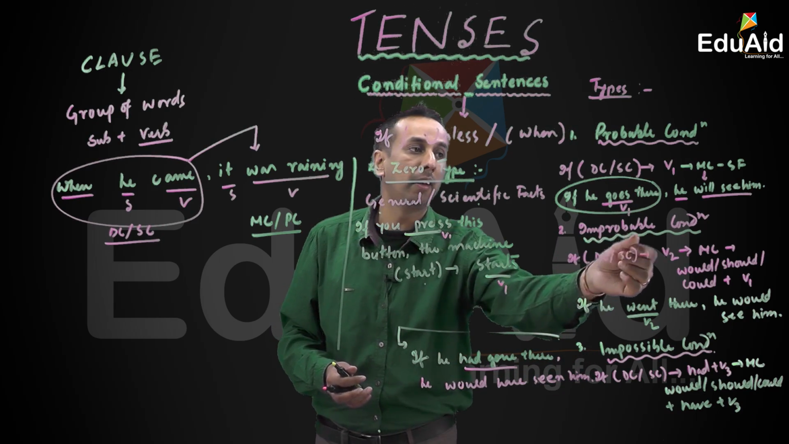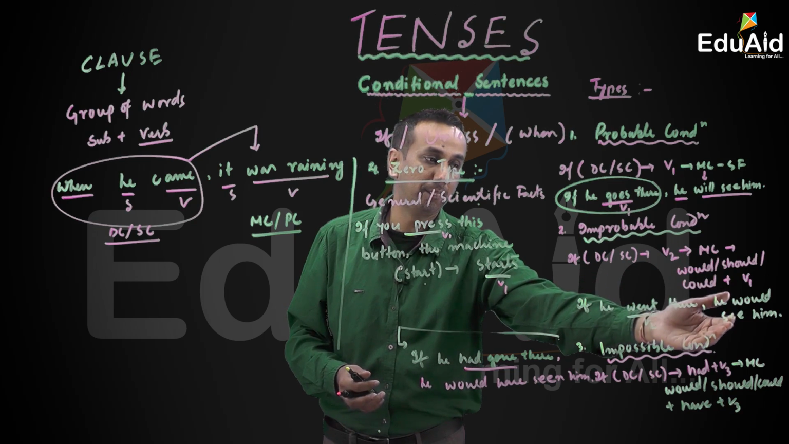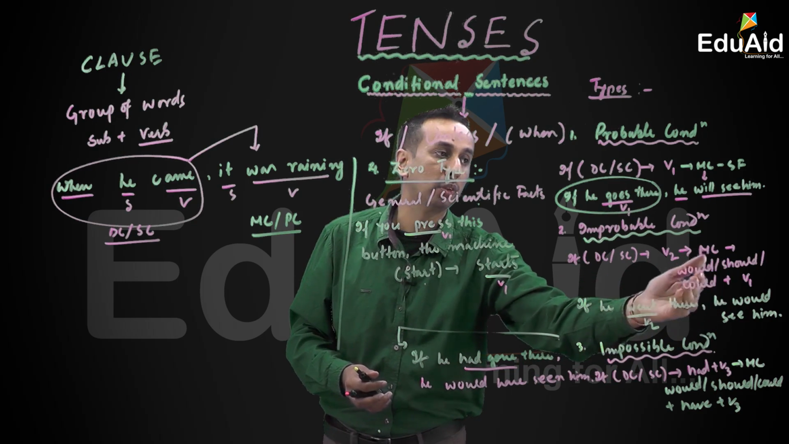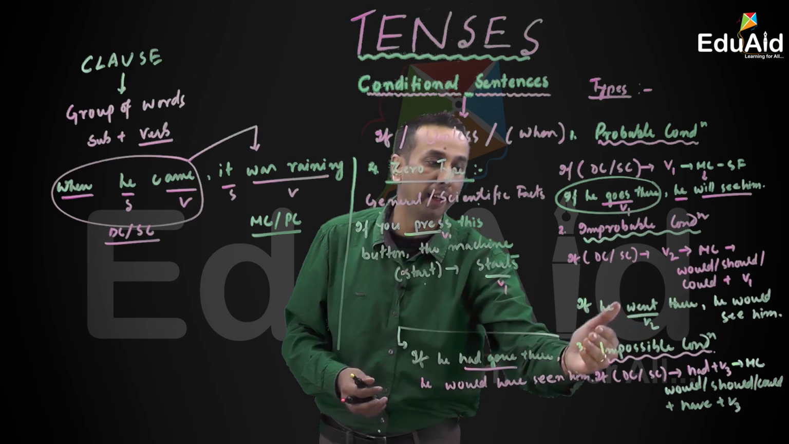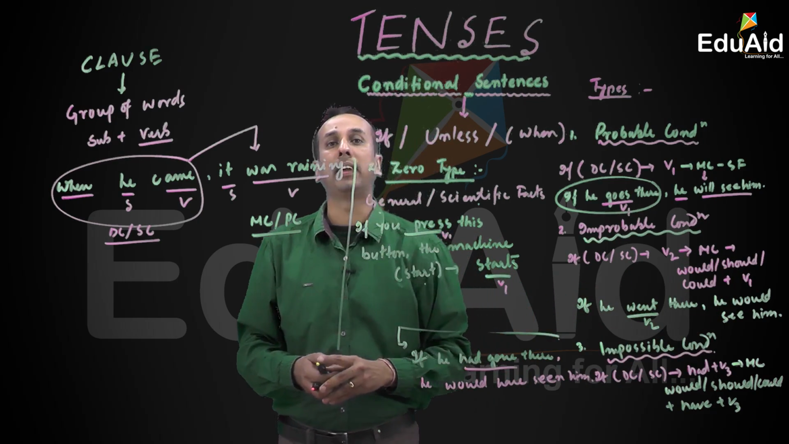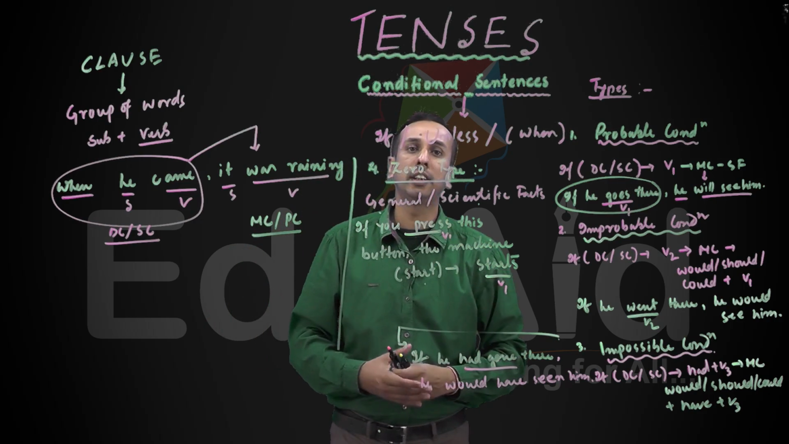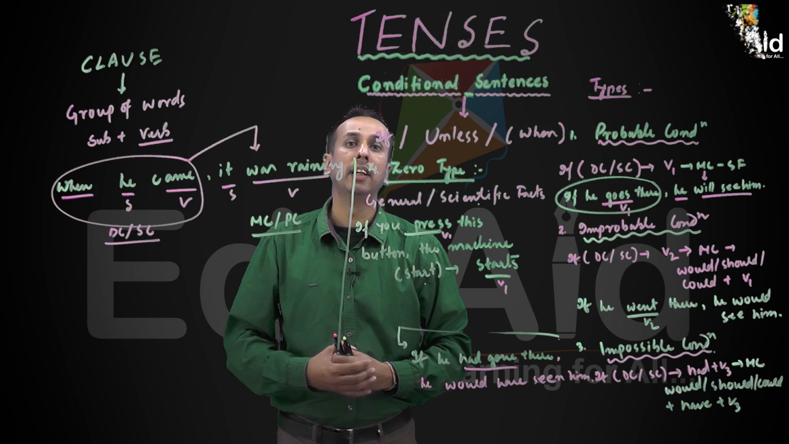Type 2 says if the if clause carries V2, it should be the conditional marker would, should, could plus V1, and if the if clause carries had plus V3, it should be conditional perfect tense as well. So this in a nutshell, the future tense is in discussion as well as the conditional tense being discussed.